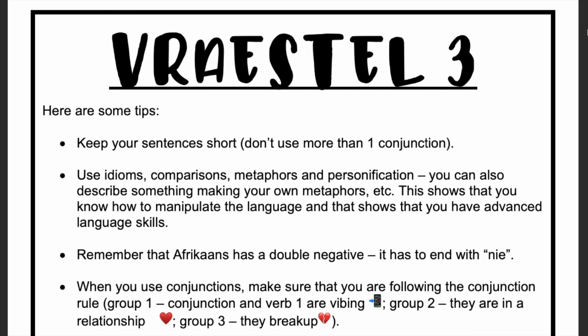And group 3 is the very common one that people use in writing, because you want to say like wat and dat and dat and stuff like that. But when you do that, you have to remember that the conjunction and the verb 1 sort of divorce. So the verb 1 needs to move to the end of the sentence. But I think when you are rushed, you forget about that.